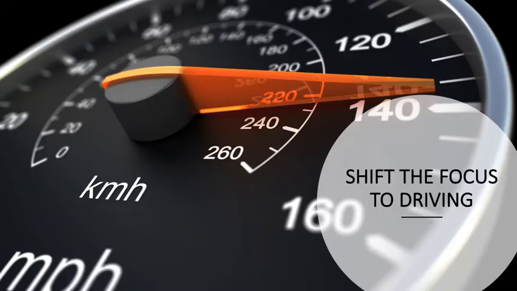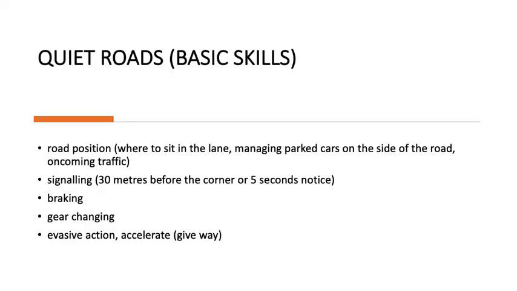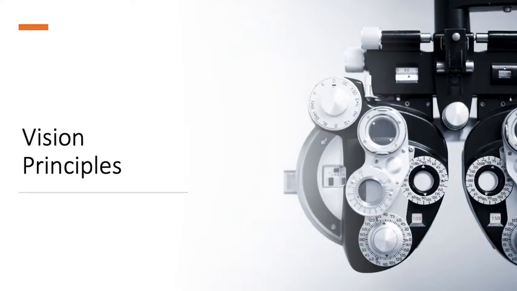Let's shift our focus now to driving. Level 2 areas will be quiet roads, and we will be focusing on basic skills. Five of the basic skills we will focus on will be road positioning, signaling, braking, gear changing, and giving way. It's essential that we promote vision principles. And what I've done in this tutorial is just put together some visual reference points for the students.